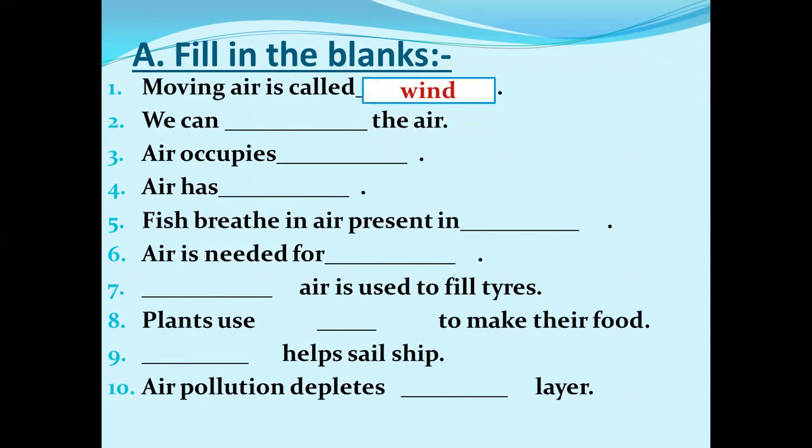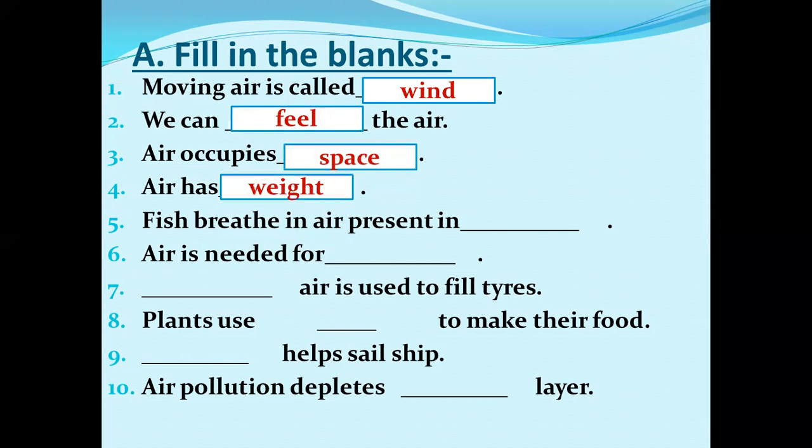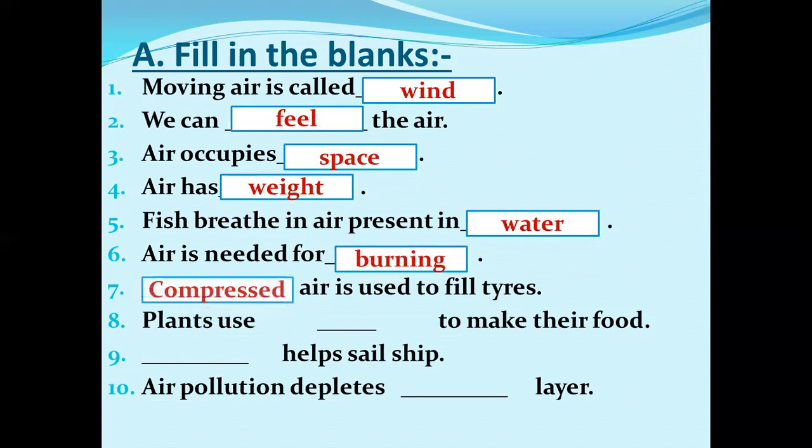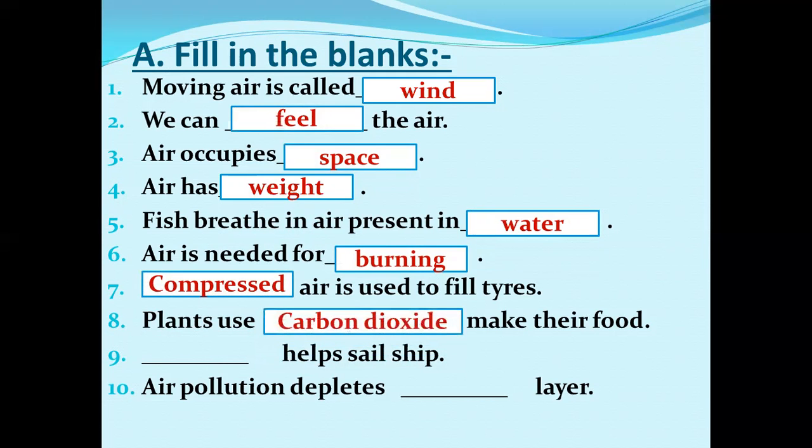So here it is. Moving air is called wind. We can feel the air. Air occupies space. Air has weight. Fish breathe in air present in water. Air is needed for burning. Compressed air is used to fill tires. Plants use carbon dioxide to make their food. Wind helps sail ships. Air pollution depletes the ozone layer.